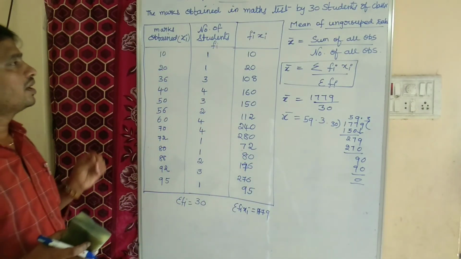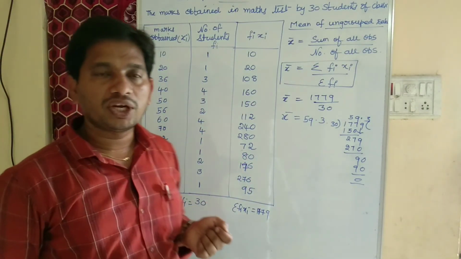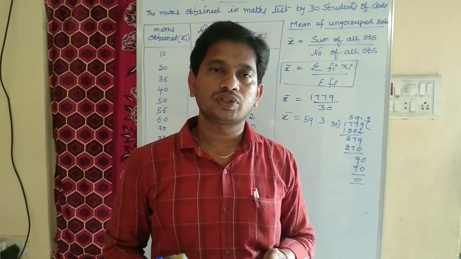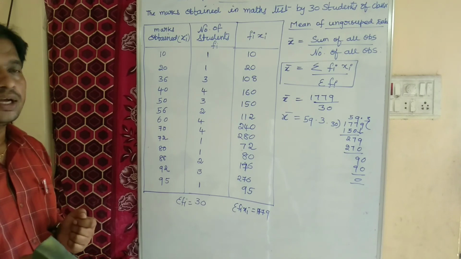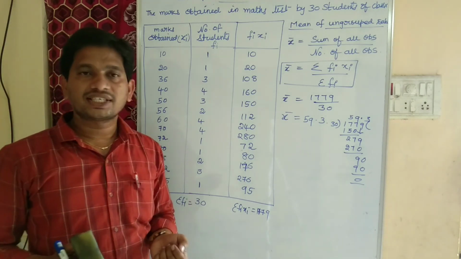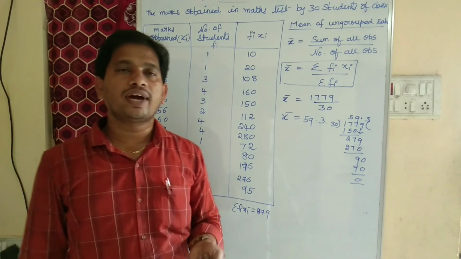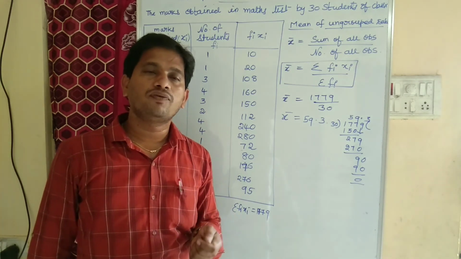So this is the way we can find the mean of ungrouped data. Ungrouped data means individual marks. In the next video, we will see how to find the mean of grouped data.